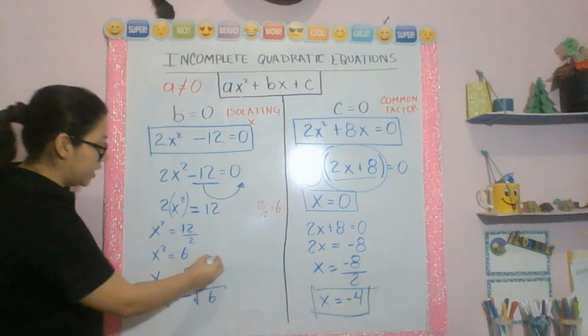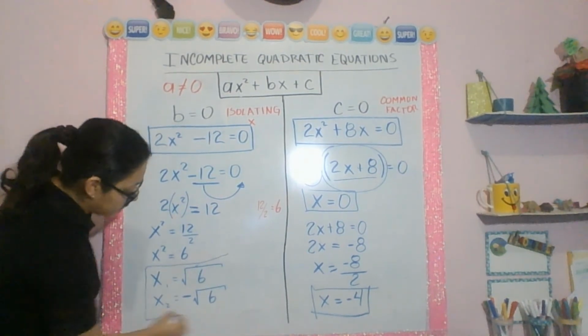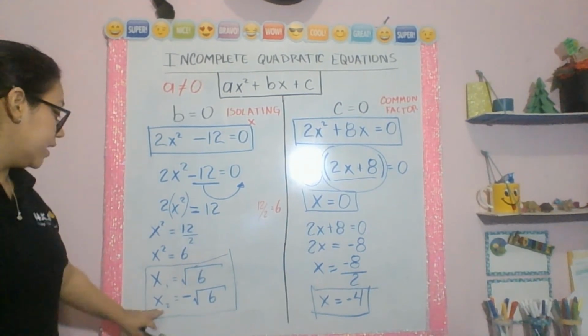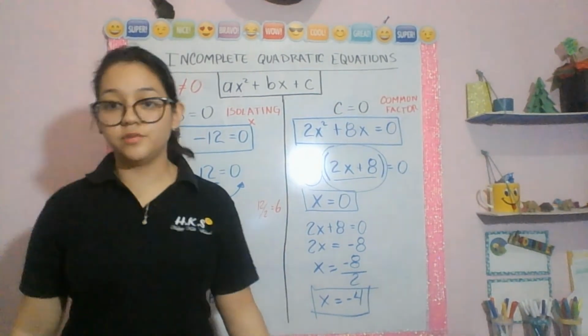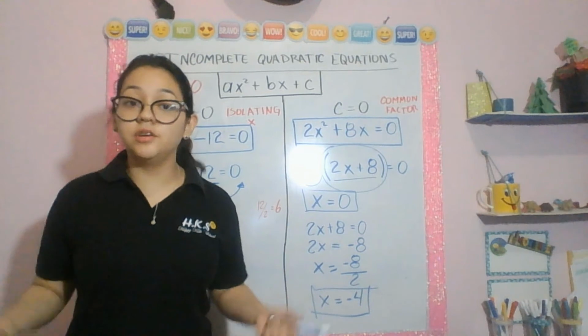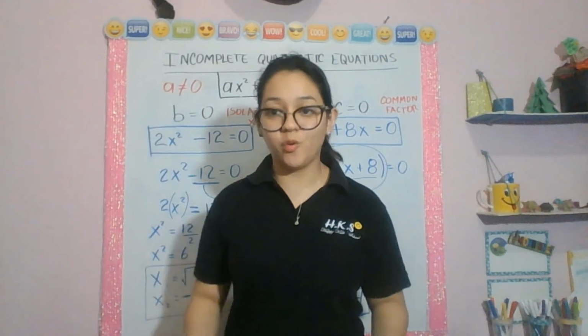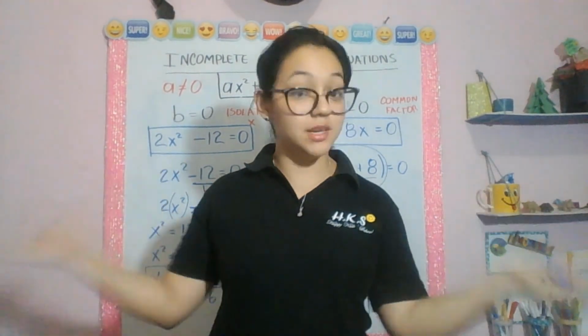And in here I have two answers too. x1 is equal to root of 6 and x2 is equal to negative root of 6. So that is how you solve an incomplete quadratic equation, guys. Easy piece of cake. So, good work.